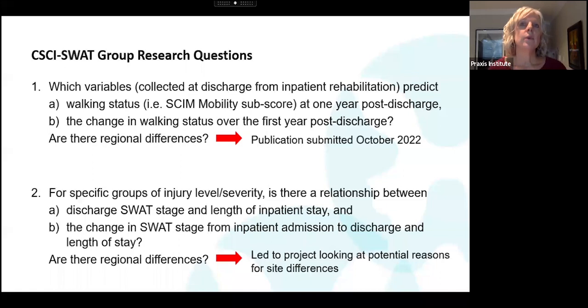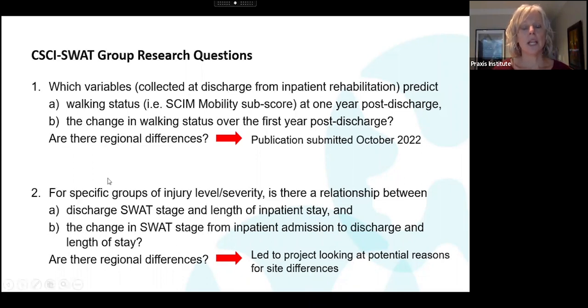And then I just wanted to give you an example of the kind of clinical research questions we have been able to answer to date using the SWAT. One of the big questions the group had at the beginning was, what of these SWAT variables at discharge from inpatient rehab can predict what someone's walking status is going to be 1 year after they leave rehab, or the change in their walking status over that first year post discharge, and does that look different from region to region? So this one publication was just submitted in October, really looking at the ability to use a SWAT at discharge to predict that walking status at 1 year post. And like Shane was saying, the ABC at discharge was one of the important measures for that.